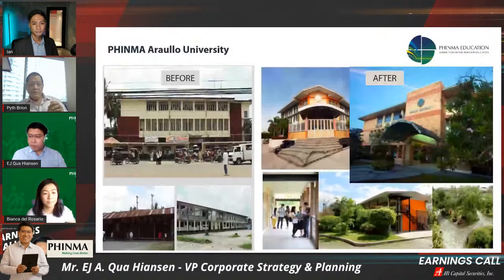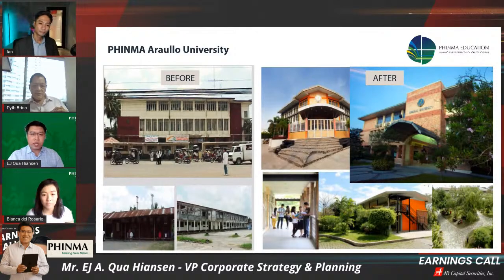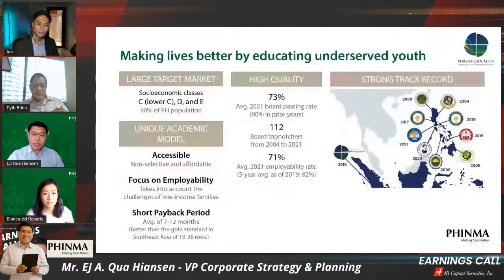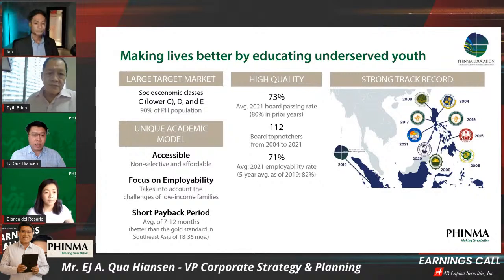So, in order to accomplish this, we have a few slides here that show some before and after pictures of the schools. But in order to accomplish this, we're really focusing on keeping our price points low and improving the employability of our students, and we're starting to see very strong results in this. As you can see, most of our students are targeted in the C or lower C, D and E markets. We focus on accessibility, employability, and make sure that they have a short payback in terms of their tuition.